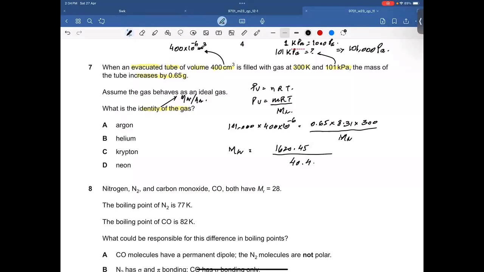So 1620 divided by answer is going to be 40.4. And 40.4 is basically the argon, because in the periodic table, the AR of argon is 39.9, which is close to 40. Helium cannot be an answer because its AR is 4. Krypton is, I think, 85, which is too high. Neon is way too low because its AR is 20, which is also wrong. So I believe A is going to be the right answer. Okay.